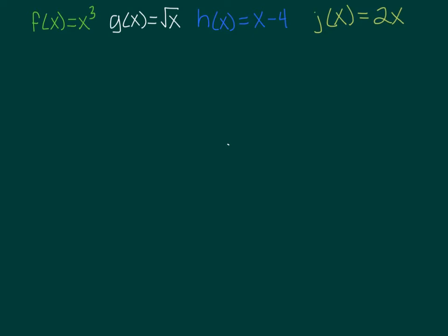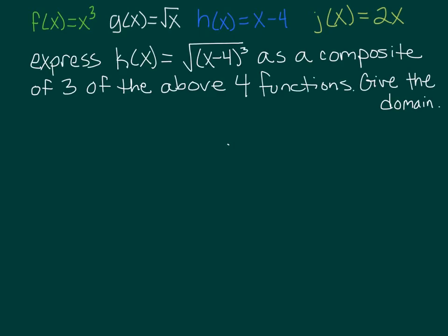All right, and finally, the fun part. I'm giving you 4 functions. f of x is x cubed, g of x is the square root of x, h of x is x minus 4, and j of x equals 2x. And I want you to express a new function k of x equals the square root of x minus 4 all cubed as a composite of 3 of the above 4 functions, and give the domain.